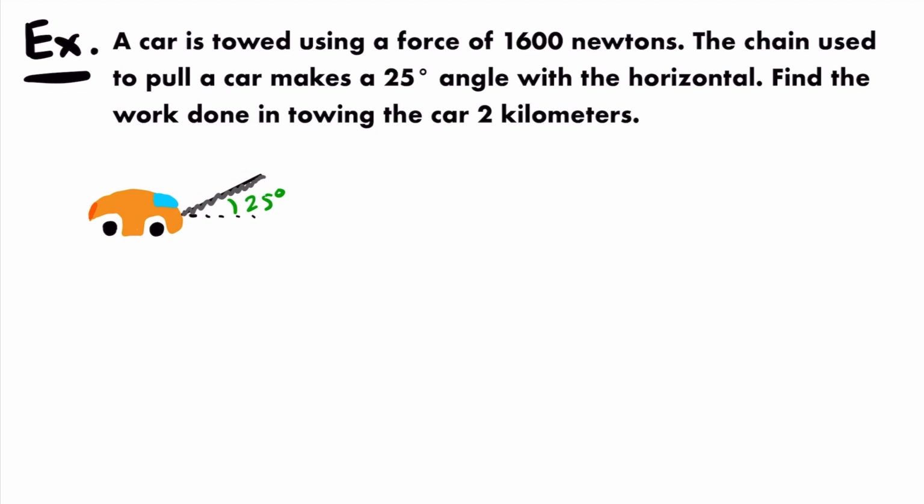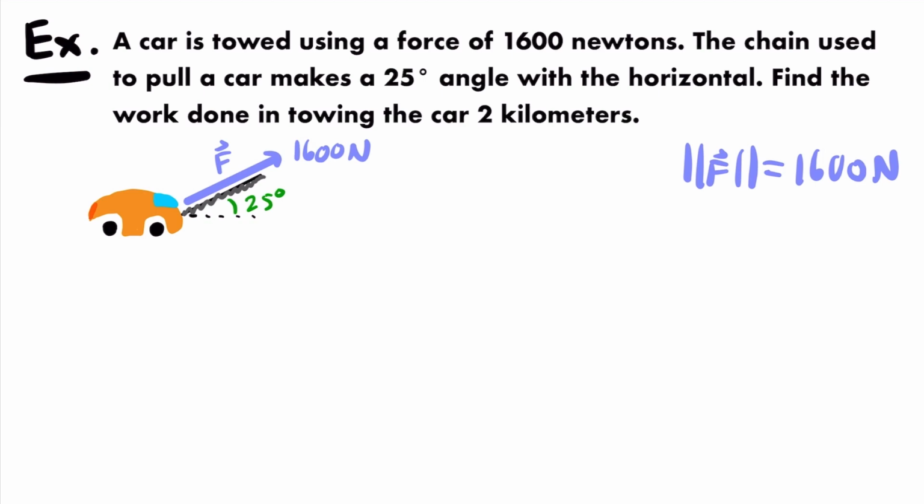Okay, and that chain also represents our force, right? The chain is used to pull the car, and so our force vector looks something like this. It's pointed in that direction. That's our force vector, and it is a force of 1600 newtons. That's actually the magnitude of our force vector. So I'll write that down, 1600 newtons.